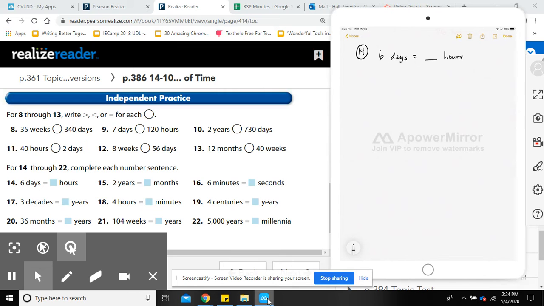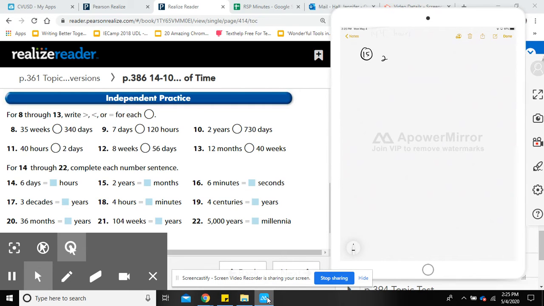So if it's 24 hours in a day and we want to work with 6 days, then we can multiply 24 times 6. So we get 24, 12, 13, 14. So that's 144 hours. So 6 days is equal to 144 hours. So remember how I talked about the conversions? It's very similar. So we're just going to multiply or maybe divide in certain circumstances. Okay. So let's look at number 15.